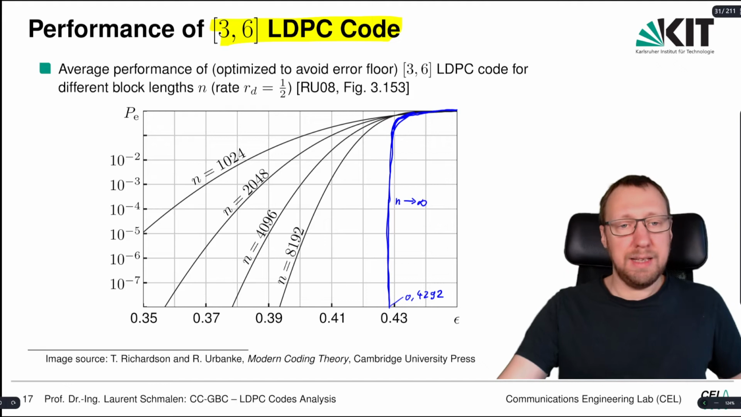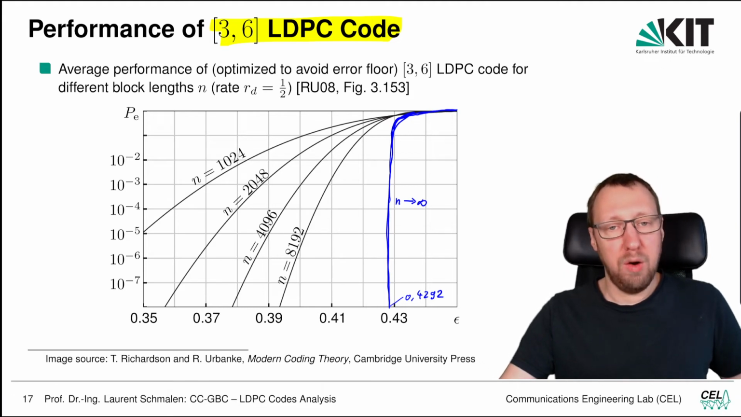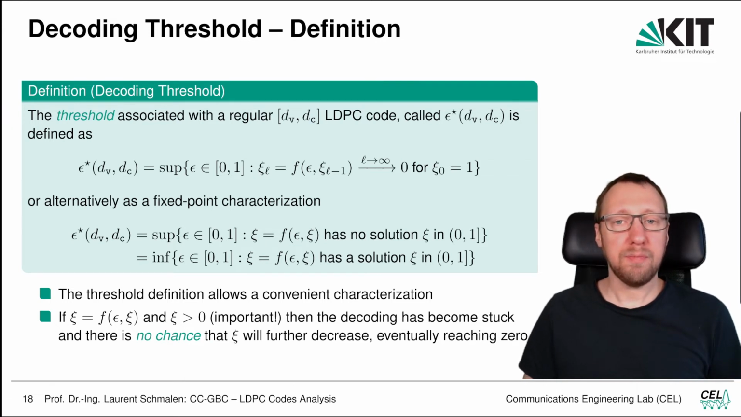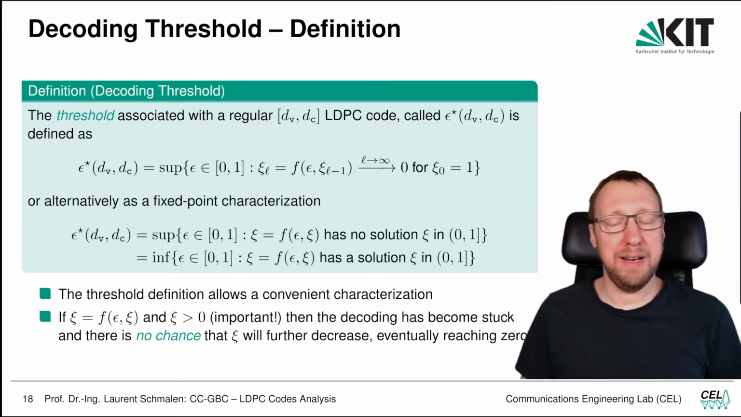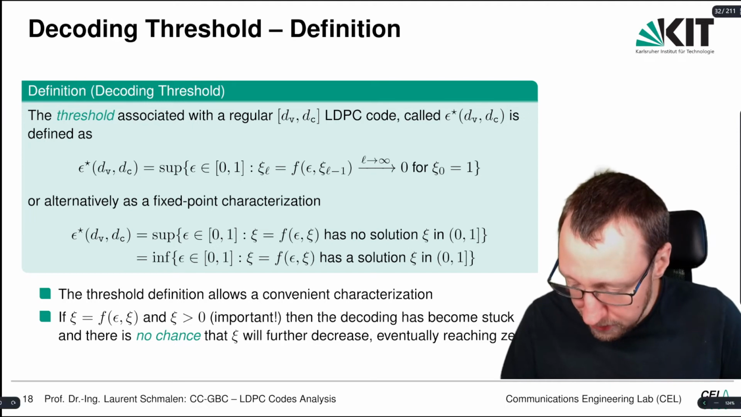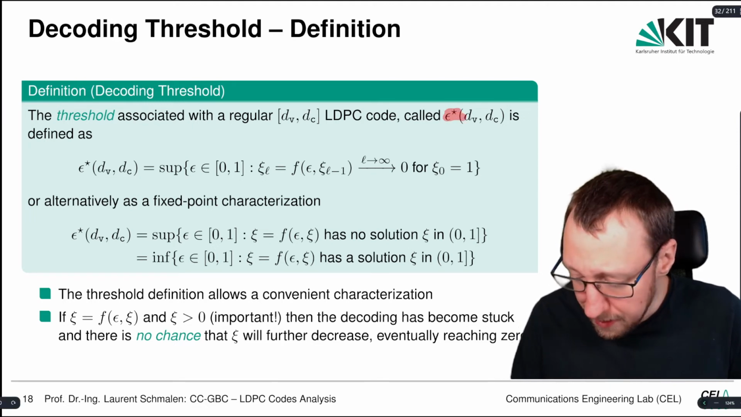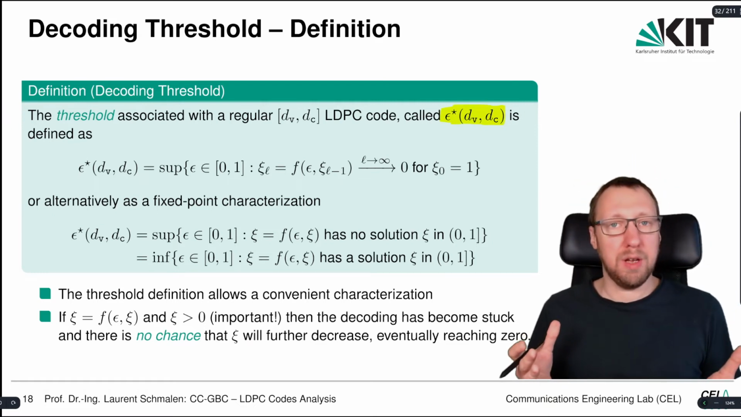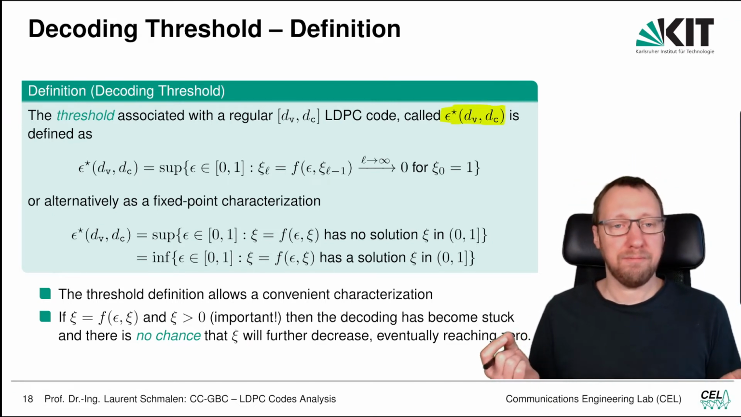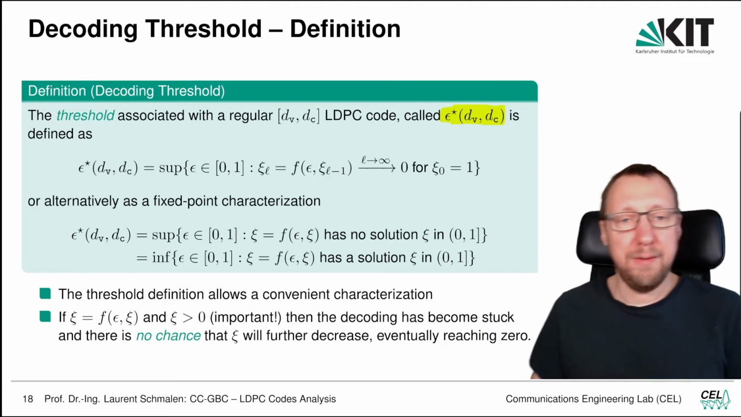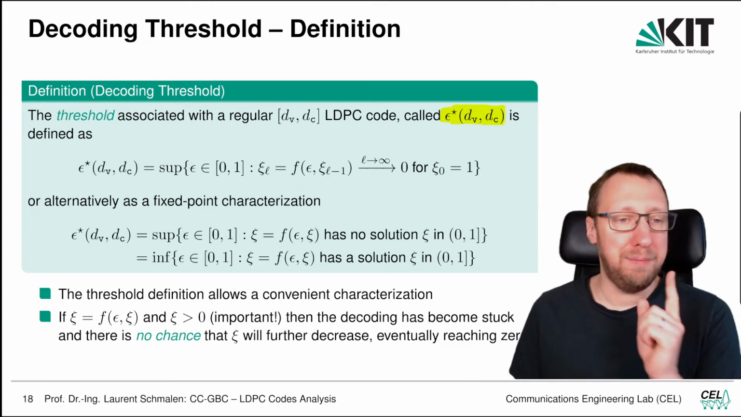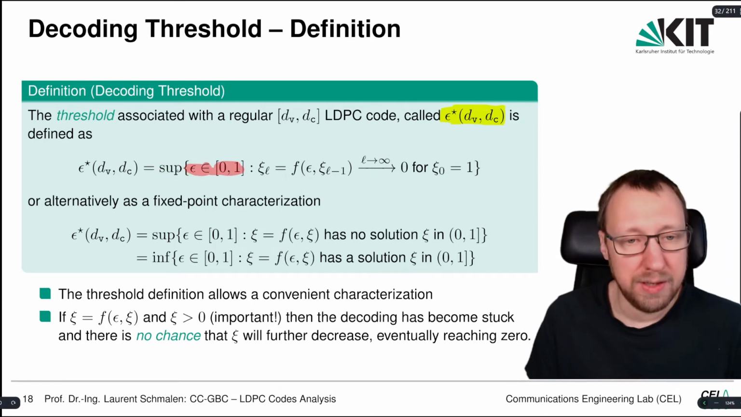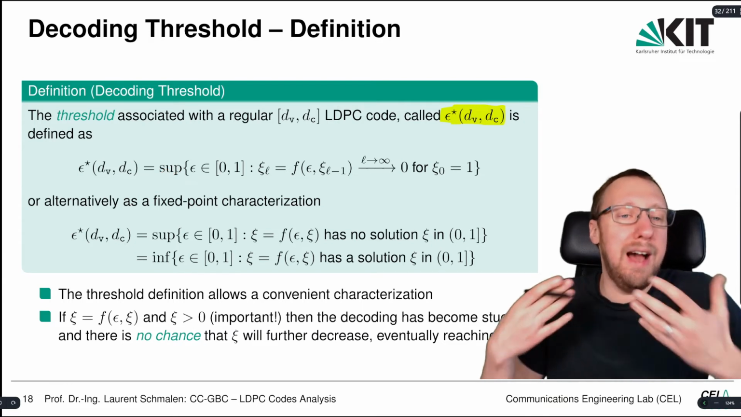So that's the example. Now, how can we define this threshold formally? The threshold is defined as follows. First, the threshold is denoted by epsilon star, and the threshold depends on the parameters of the code, dv and dc. And it's defined as the largest epsilon. Epsilon star is the largest epsilon. Supremum means it's just the largest.